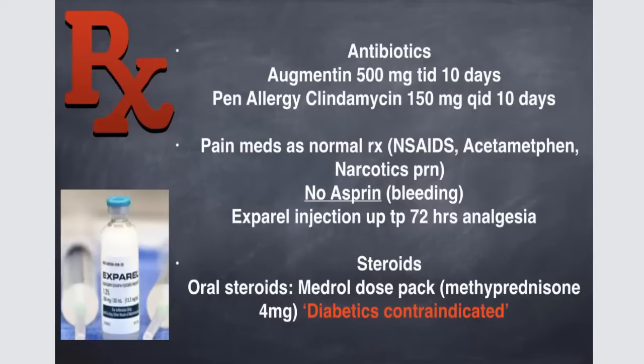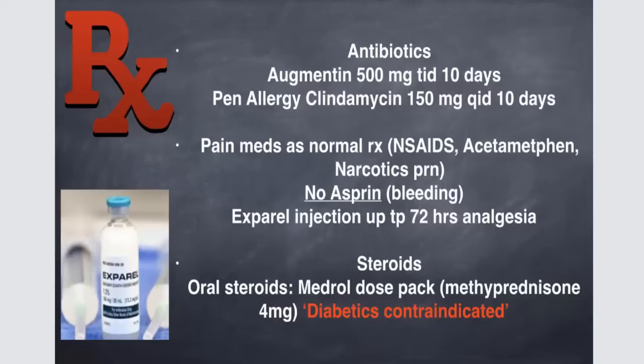So what do we do in terms of prescriptions for these patients? Well, antibiotics: I like to use Augmentin or amoxicillin, either one, 500 milligrams. You can do it for 7 to 10 days. If they're allergic to Augmentin, I go to clindamycin. I'm not a fan of sulfa drugs, but clindamycin is one that I'll use, so no cephalosporins for me.